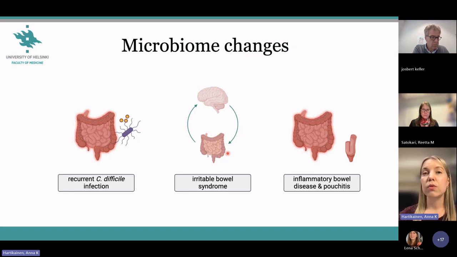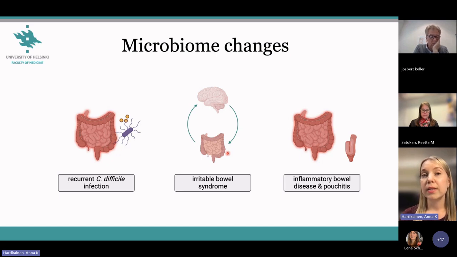Then irritable bowel syndrome, it has been known as a dysfunctional gastrointestinal disorder. Nowadays, it is referred to as a disorder of the gut-brain axis, which means that there is this dysregulation of the signals between the gut and brain, and then symptoms are localized to the gut. And FMT is also studied in this regard.